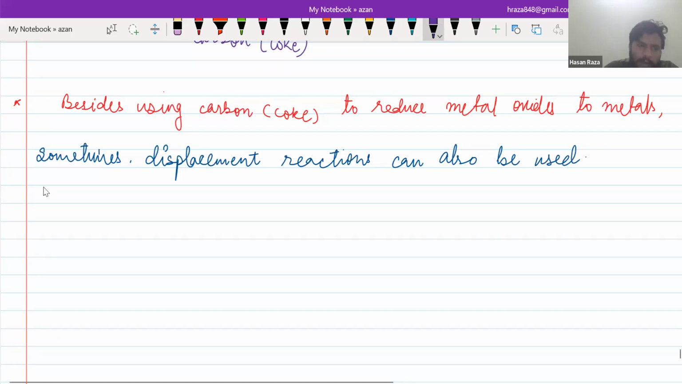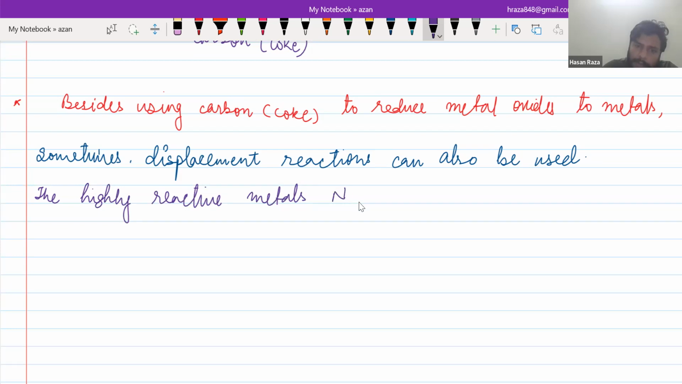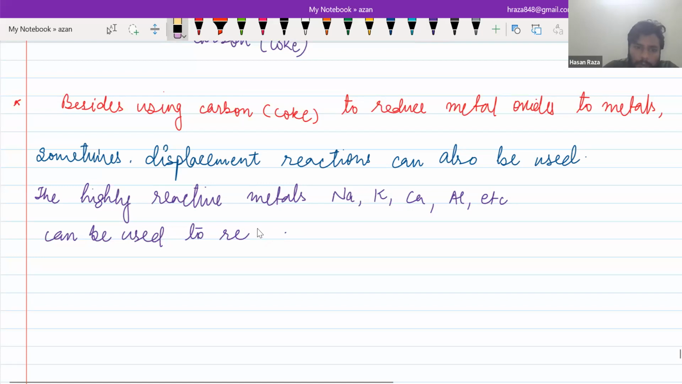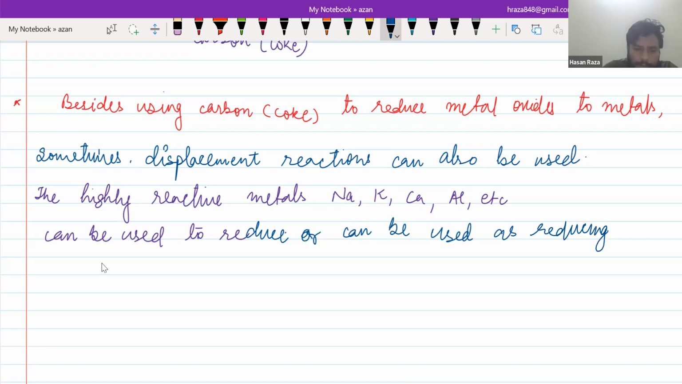and this applies only to the highly reactive elements. The highly reactive metals, as we know, sodium, Na, that stands for sodium, potassium, calcium, aluminium, etc., can be used as a reducing agent. This is very important because they can easily replace.